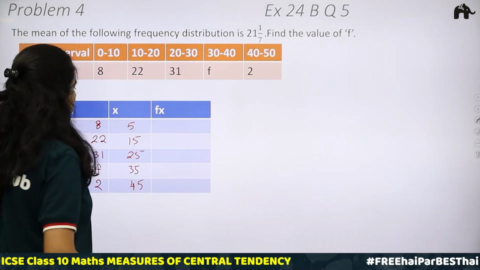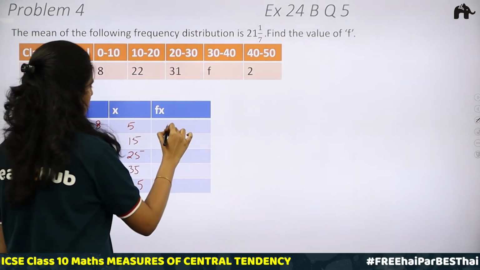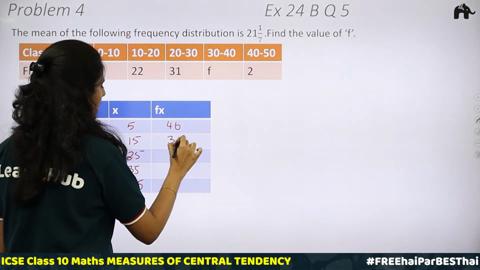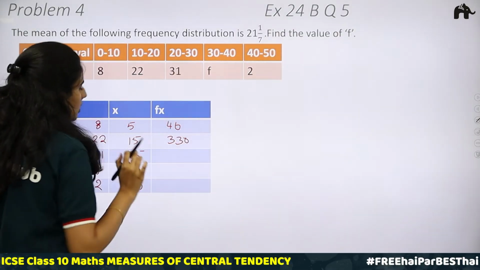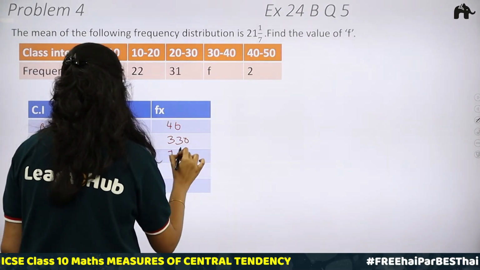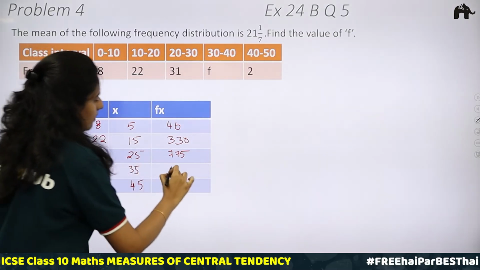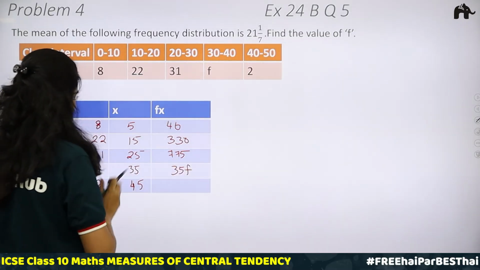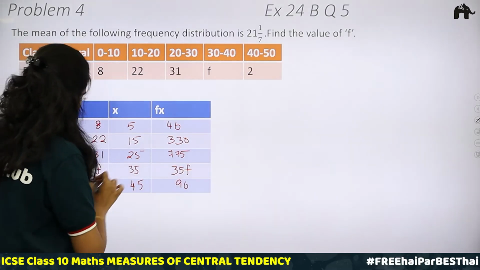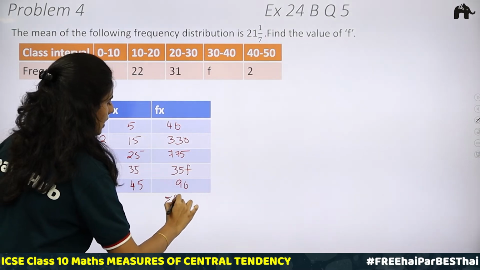Next we have to find fx. Just multiplying 8 into 5, 40, 22 into 15, you will be getting 330, 31 into 25, that is equal to 775. f into 35 is 35f. 2 into 45, you will be getting 90. Okay, so we have to find summation f and summation fx.